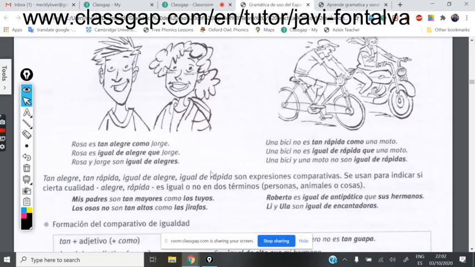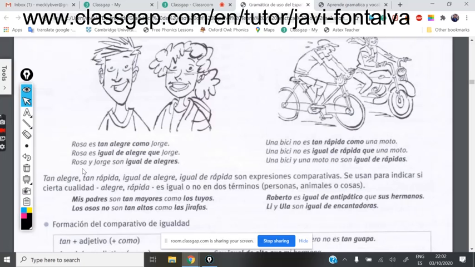However, you could say that in two more ways, which are the ones you have at the bottom here. So, Rosa es igual de alegre que Jorge. That literally means Rosa is equal of happy or joyful than George. Basically, is as joyful as George. It's exactly the same meaning, but just another way.